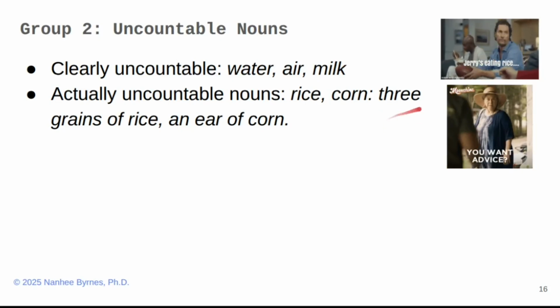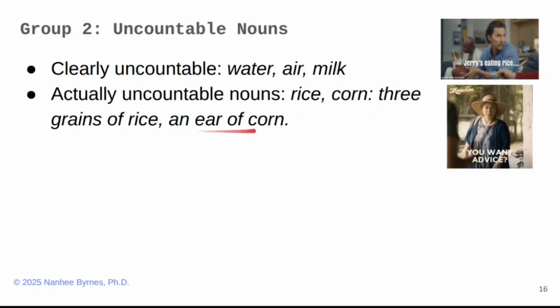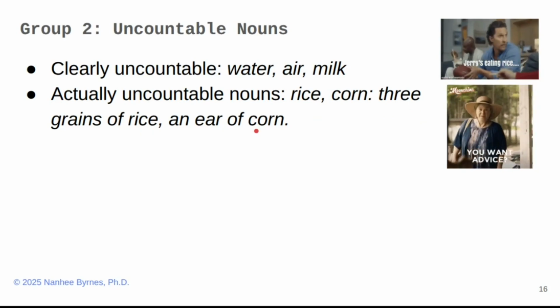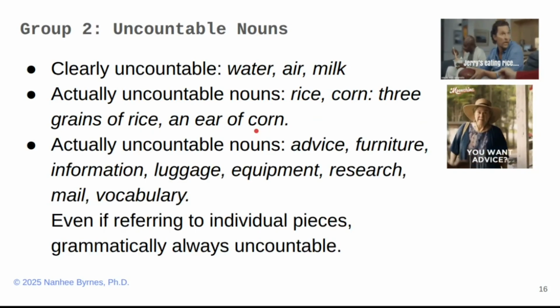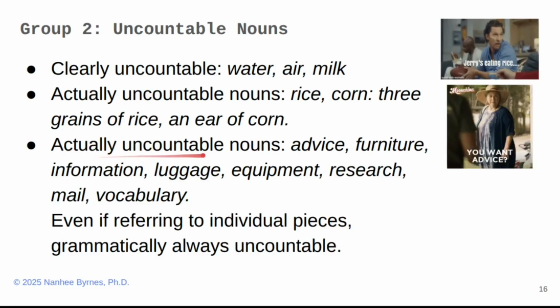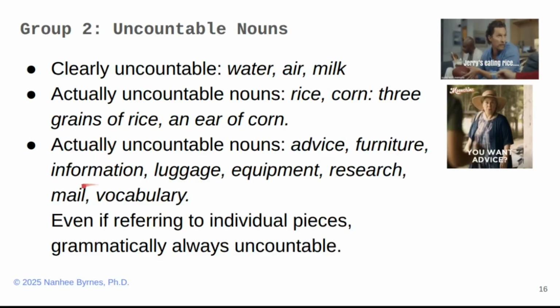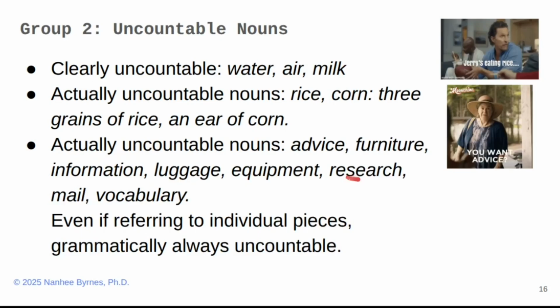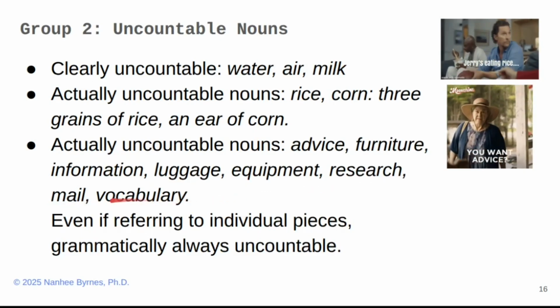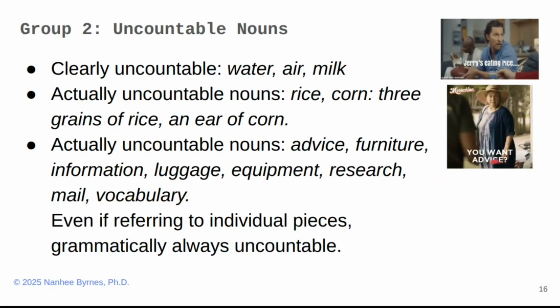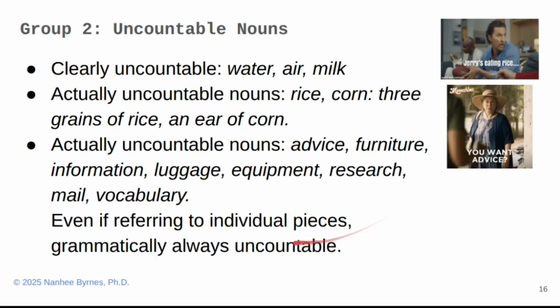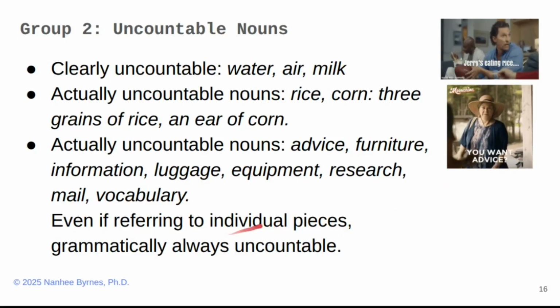Other common uncountable nouns that students often get wrong include advice, furniture, information, luggage, equipment, research, mail, and vocabulary. Even though these nouns may refer to individual pieces, in English grammar, they are always uncountable. So here's the rule for uncountable nouns.